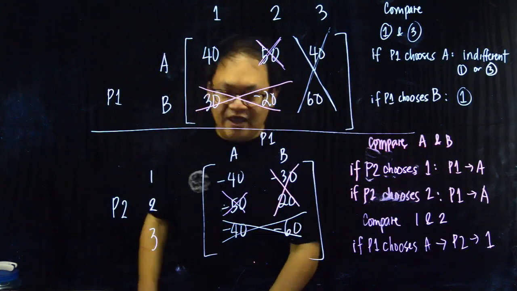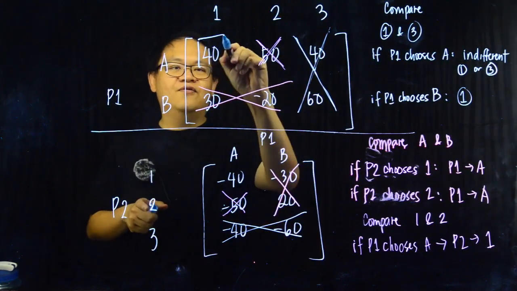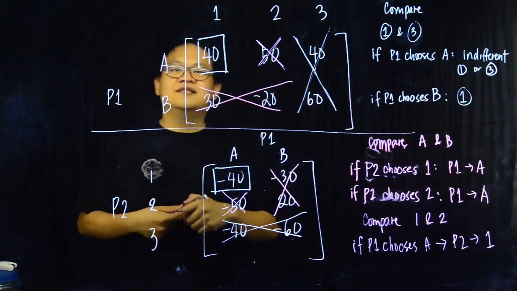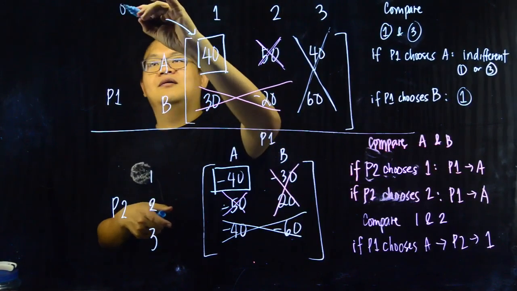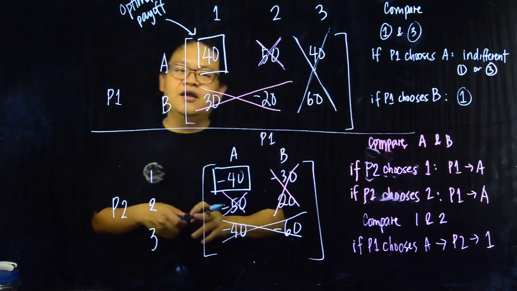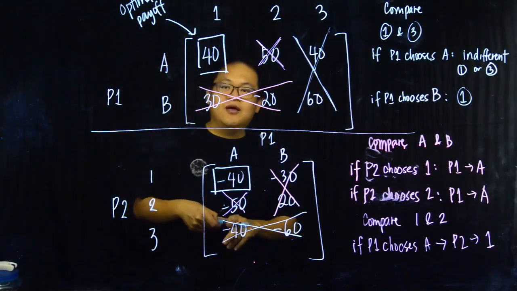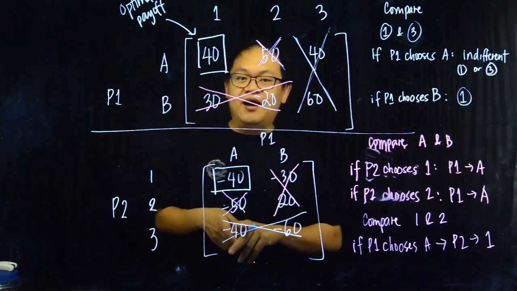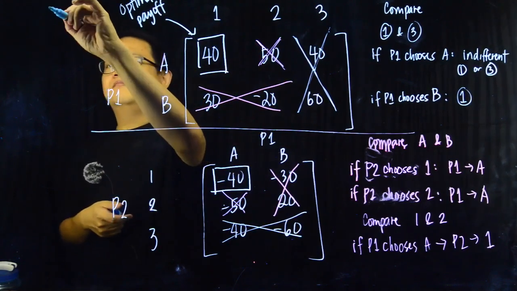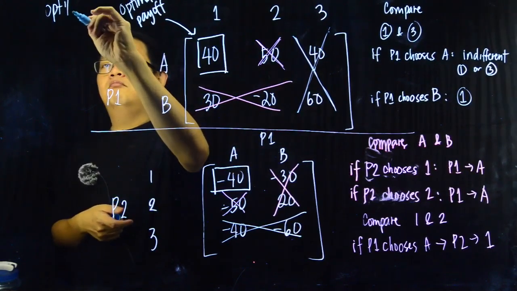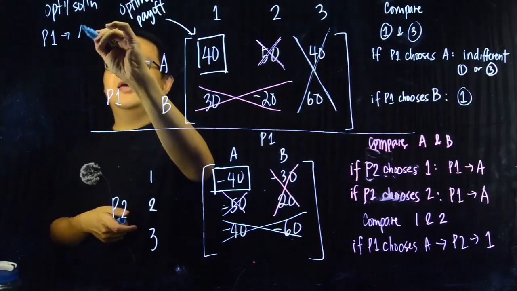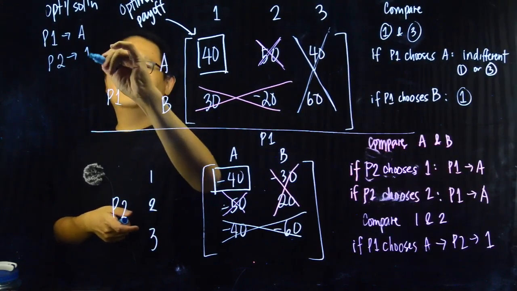What we end up with is a single value, 40 or negative 40, depending on the point of view. And this is your optimal payoff. What do we mean by the optimal payoff? It's the payoff of the game at the optimal solution. And what is the optimal solution? For player 1 to do A and player 2 to do 1.